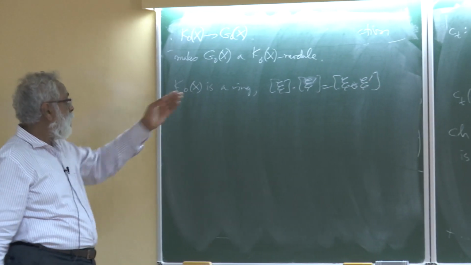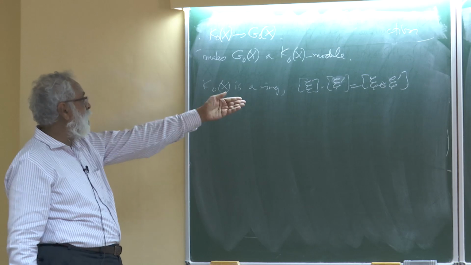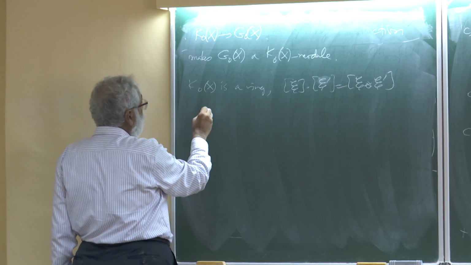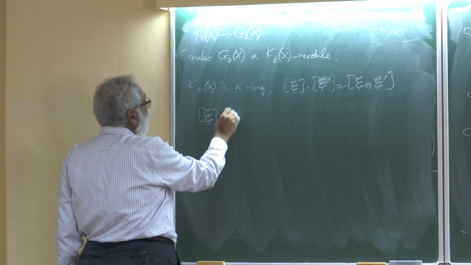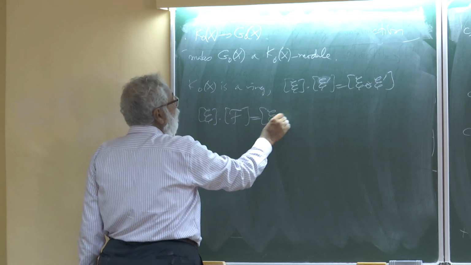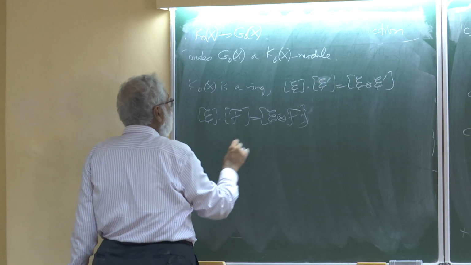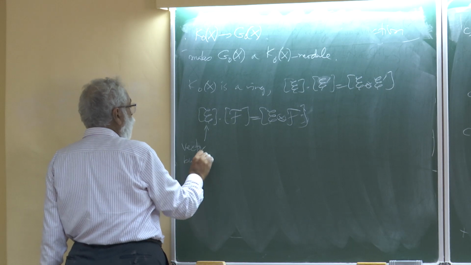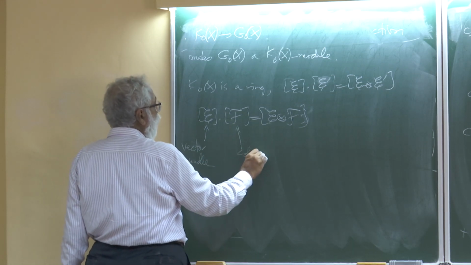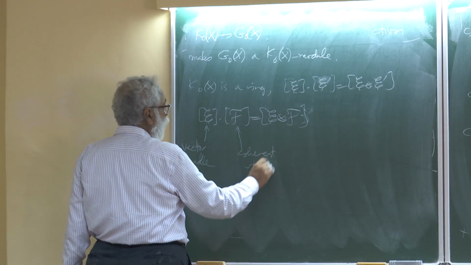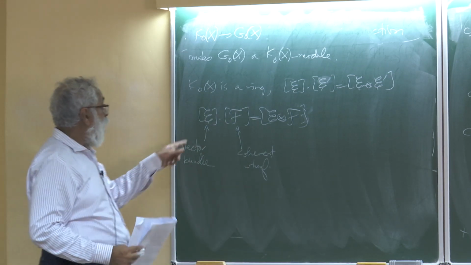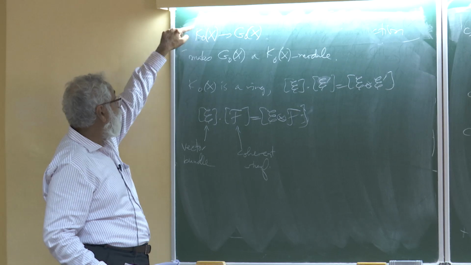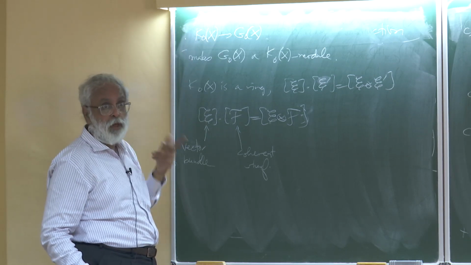Of course, I'm just being pedantic here and saying the ring structure is this, but this also tells me what the module structure is. The module structure is class of E times class of F is class of E tensor F. Looks the same, but now the difference is this is a vector bundle and this is a coherent sheaf. So this is an operation of K0(X) on that, compatible with the multiplication on itself. So that's the same as saying this is a module.